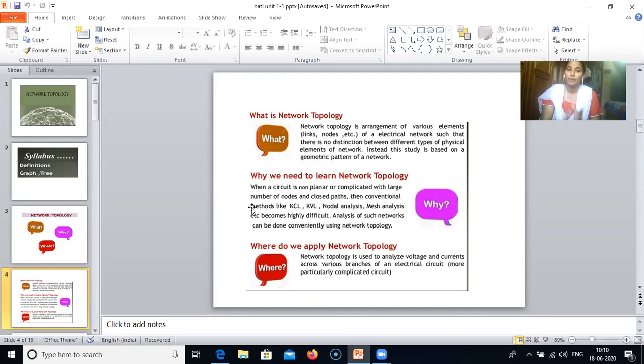Okay. Next, why we need to learn network topology: usually if we use electrical circuits to analyze, we have to use KVL, KCL, mesh analysis, nodal analysis and everything, and then simplify the problem. So if we use network topology, it makes it easy to analyze the network. And next, where do we apply network topology? It is used to analyze the voltages and currents across various branches of an electrical network in a complicated circuit.